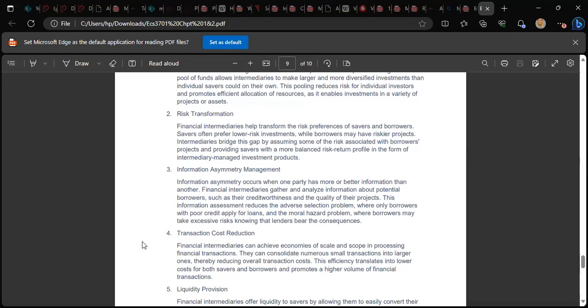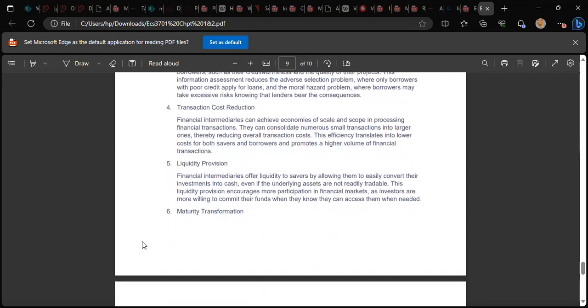And then transaction cost reduction. It's very difficult to buy shares from a company if you're not going to be buying through a broker. So a broker will basically reduce those overall transaction costs for you. And better yet, it's better to buy with your little money through Old Mutual. Liquidity provision, of course, that's what they do.